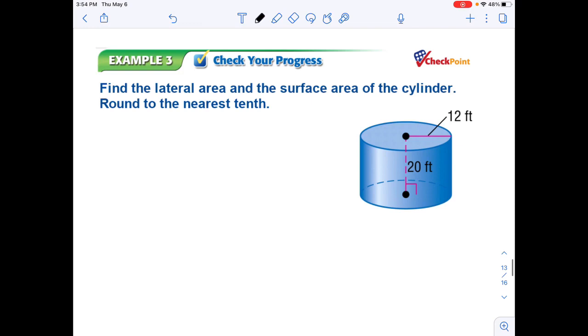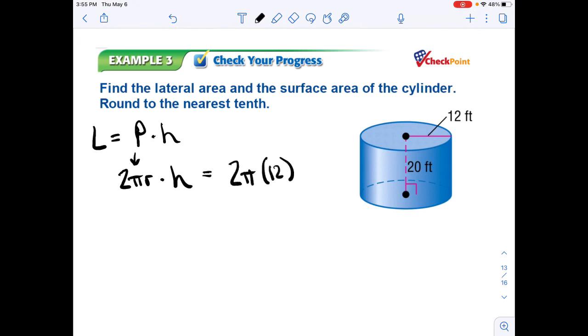Now we're going to do the same thing again. Find the lateral area and the surface area of this cylinder. So lateral area is perimeter times height, but in this case, perimeter is our circumference. So 2 pi r times height. We're just going to plug it in. So 2 pi times our radius 12 times our height of 20. So we have 24 pi times 20.